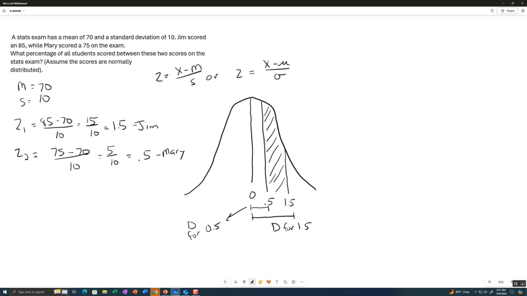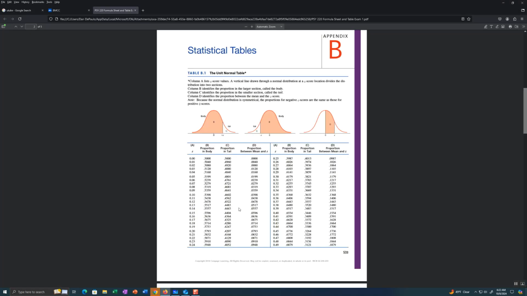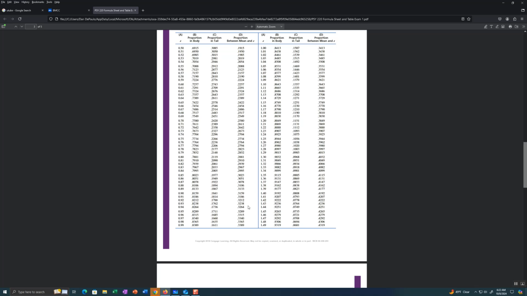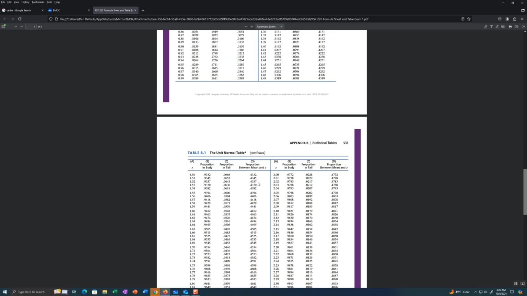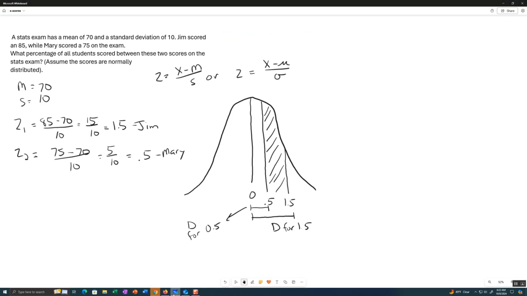So let's find the D for 1.5 first from the table. We scroll down to 1.5. We find D, and it's this value right here, 0.4332. So 0.4332 is the bigger piece. That's the piece here from 0 to 1.5.